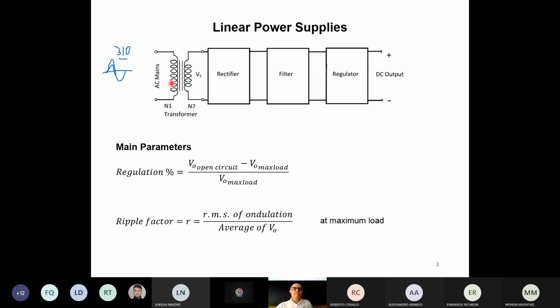Okay, usually in this linear power supply, there is a transformer with a ratio between the primary and secondary windings of N1 to N2. And usually the number of coils, of turns, in the secondary is lower than in the primary.